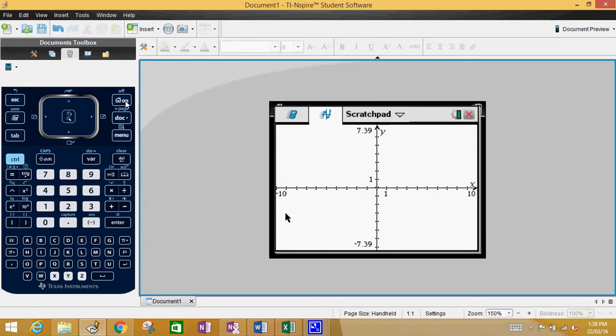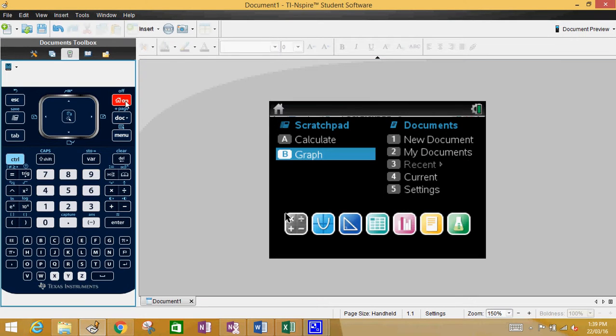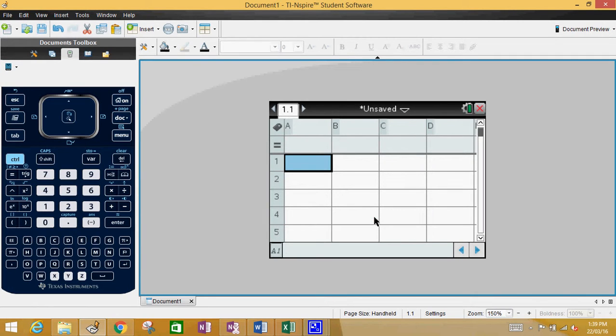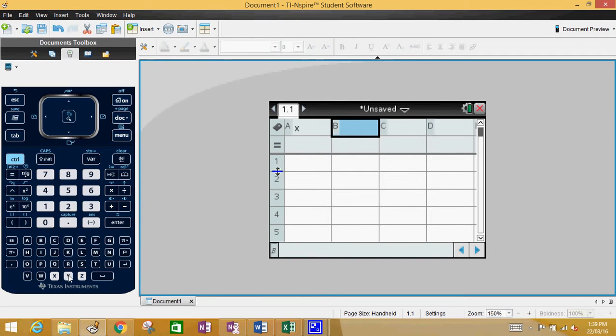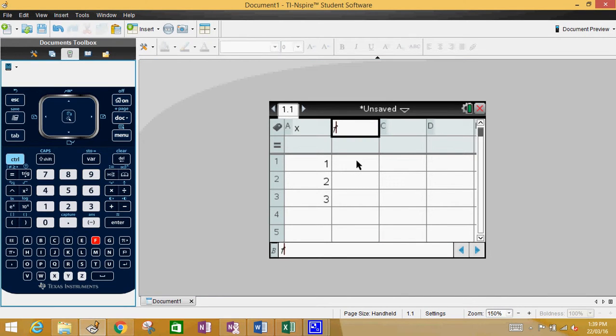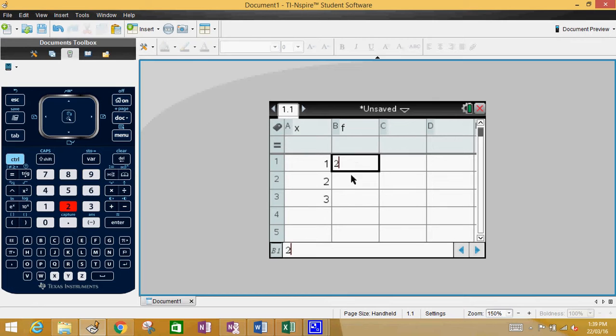Okay. Let's continue on. Next, I would say maybe we can go to spreadsheet. So this is like an Excel spreadsheet. So what you're going to do is you're going to put a title like X and Y, and you put some numbers into here. 1, 2, 3. So let's say maybe this is your frequency. Let's call it F instead. So your frequency, there's 2 1s, there's 3 2s, and there's 1 3.